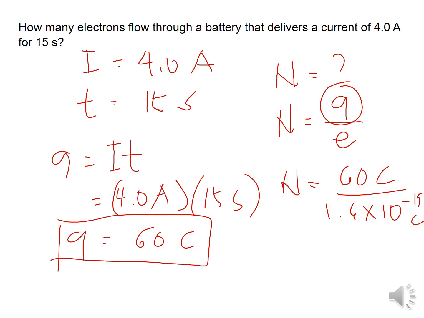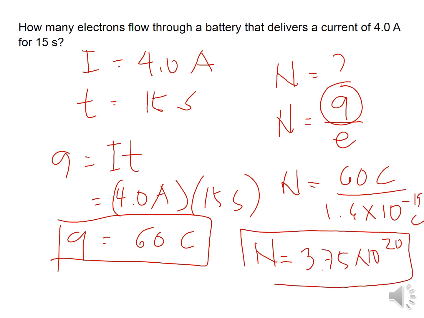So 60 coulomb divided by 1.6 times 10 to the negative 19 coulomb. So this is equal to 3.75 times 10 to the 20 electrons. So the number of electrons flowing through a battery that delivers a current of 4.0 amperes for 15 seconds is equal to 3.75 times 10 to the 20 electrons.